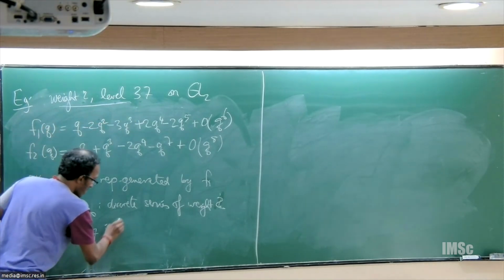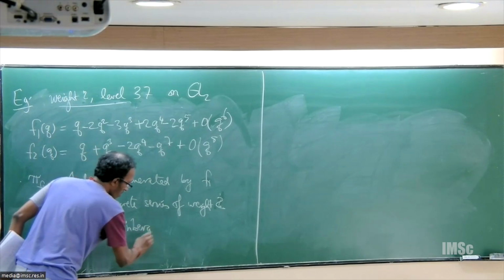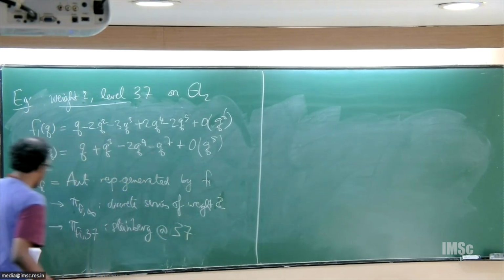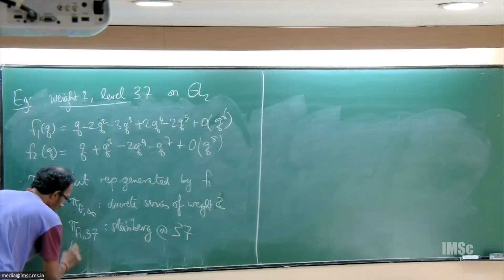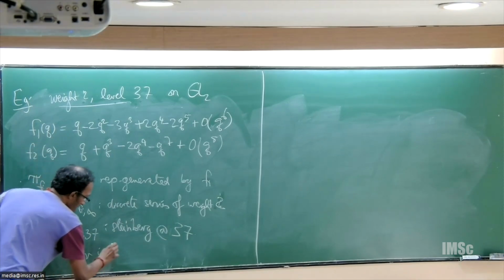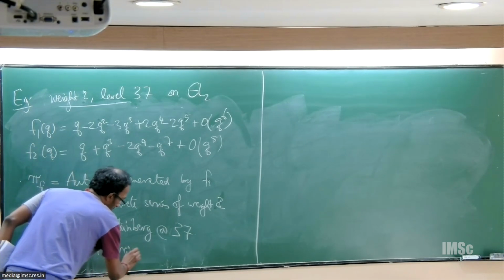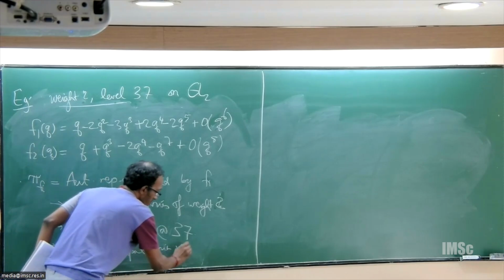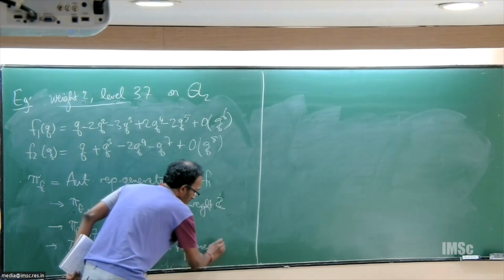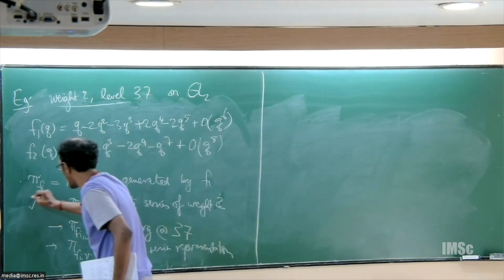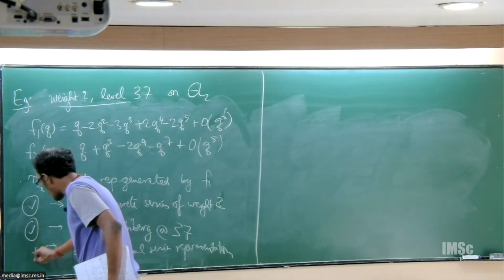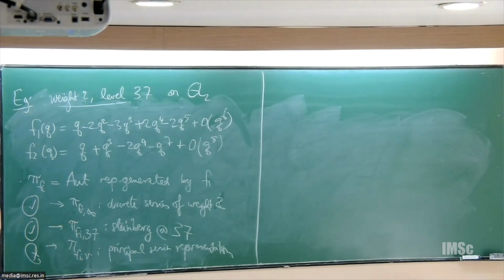So it's really Steinberg for this reason. So this is Steinberg at 37, and at every other place it is a principal series representation. Now, these guys are square integrable. A principal series representation is never square integrable. So we can hope to transfer this eigensystem, right?